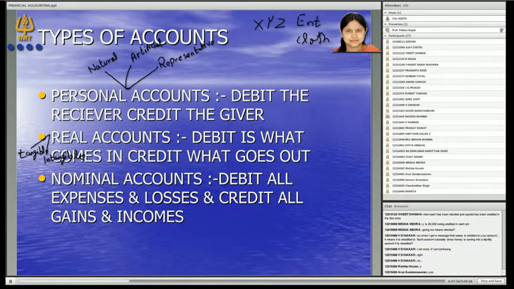Okay, let's come to the third one. Third entry is purchase goods for cash, rupees 15,000.